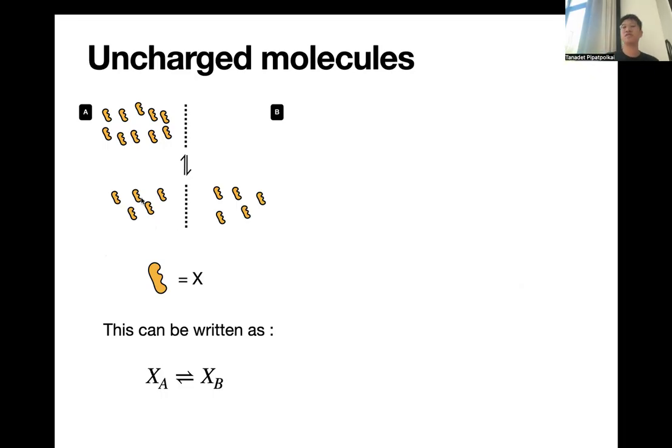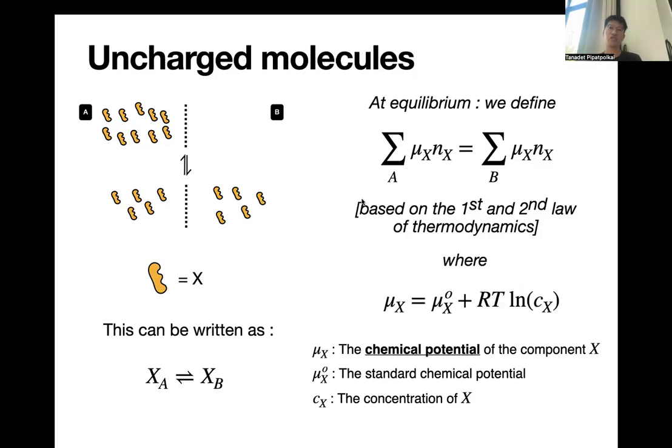Now, I want to introduce you to the concept of chemical potential, or mu, and we can say that in equilibrium, the summation of the chemical potential of molecule X multiplied by n, which is the number of moles, summed up together on one side will equal the sum on the other side. And this is based on the first and the second law of thermodynamics. The first law is that the energy in the system has to be conserved, so the total energy is the same. And the second law is that we try to maximize the entropy.